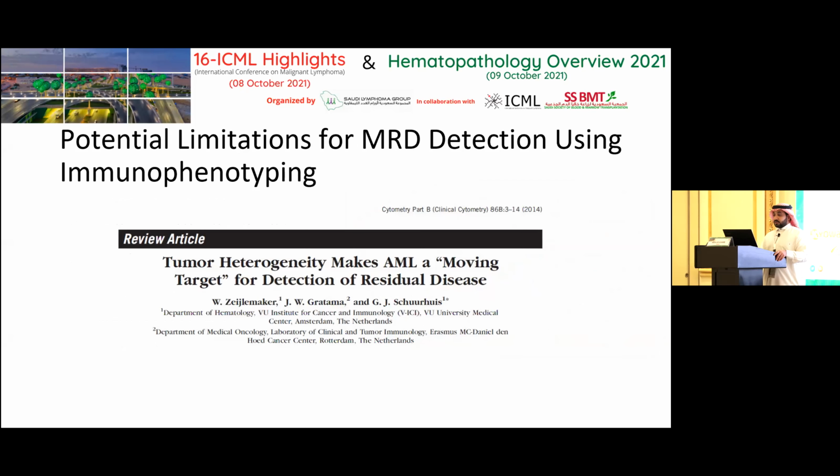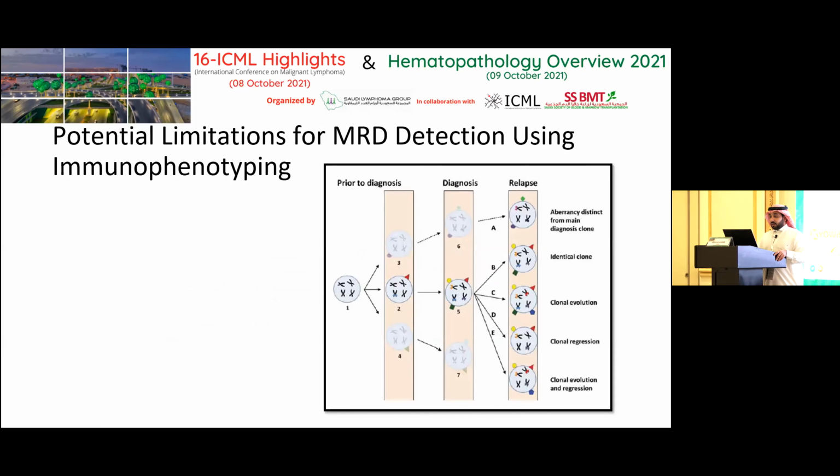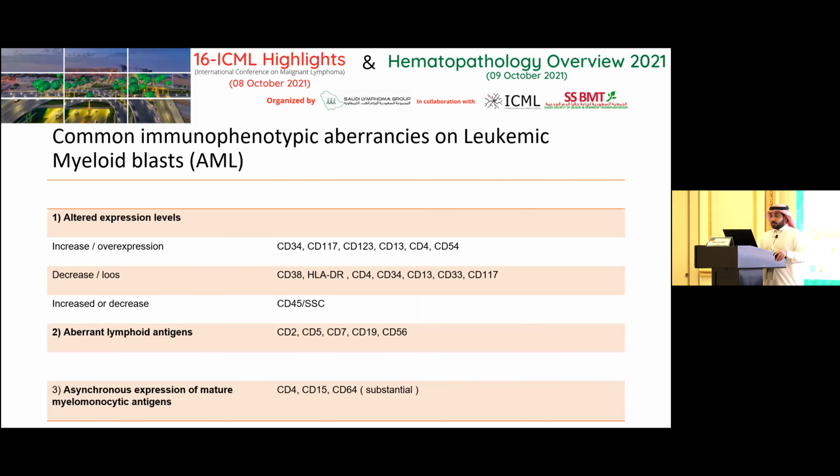There is some potential limitation for MRD detection using immunophenotype due to the heterogeneity of these markers, and you can see here in this diagram the aberrancy distinct from the diagnosis and the clonal identical or clonal evolution that arises from the diagnostic cell. Some common immunophenotypic aberrancies in the leukemic myeloid blasts.